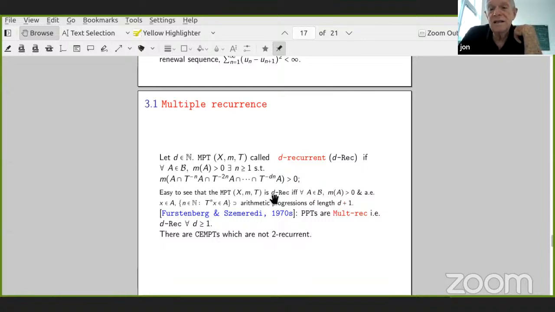Furstenberg and Szemerédi in the 70s showed that probability preserving transformations are multiply recurrent, in other words, D-recurrent for every D greater than or equal to 1. Szemerédi had a combinatorial proof, and Furstenberg had an ergodic proof, meaning that if you take a sequence of positive density, then you can embed this in some probability preserving transformation and then prove it that way.